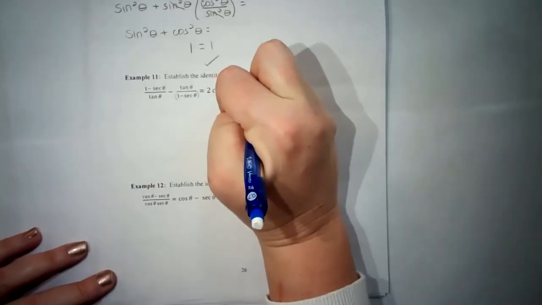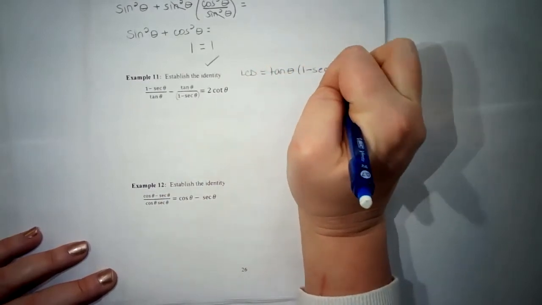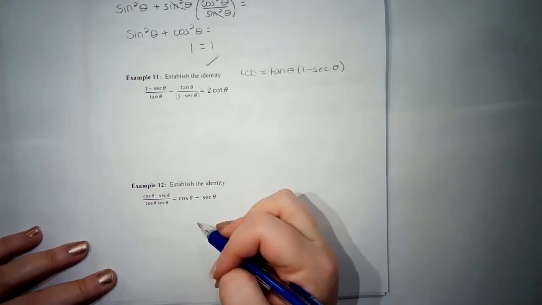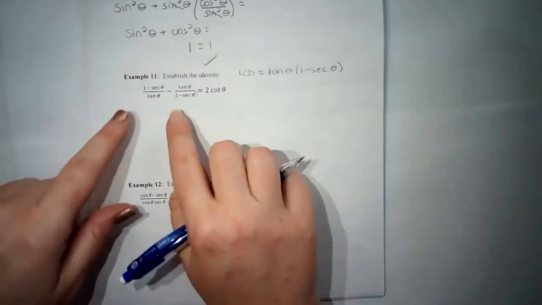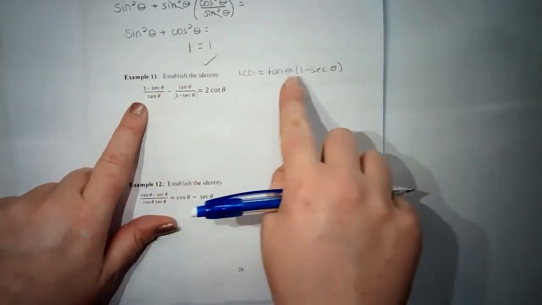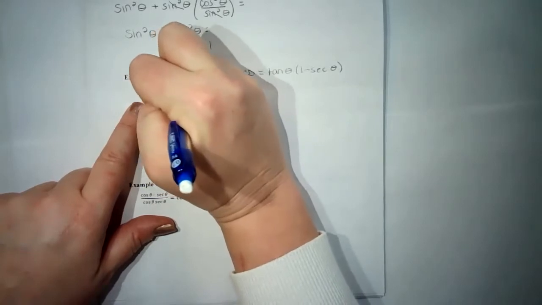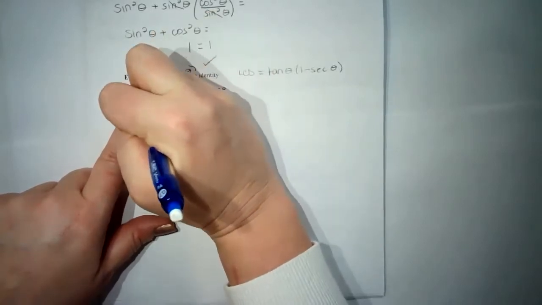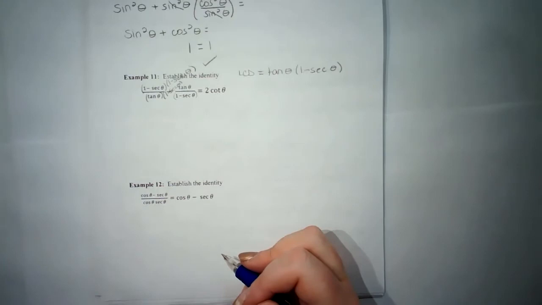All right. So my LCD in this case is going to be each denominator, just multiplied by each other. Now, even though I have an equal sign, I can't multiply everybody in the top by this because I'm trying to establish an identity. My only choice is to make these equivalent fractions that have this denominator. So this guy needs a 1 minus secant in the bottom, so I'm going to multiply his top and his bottom by 1 minus secant theta. I know that's super hard to see, but that's what I did. I'm just being lazy because we got a lot of other steps here.